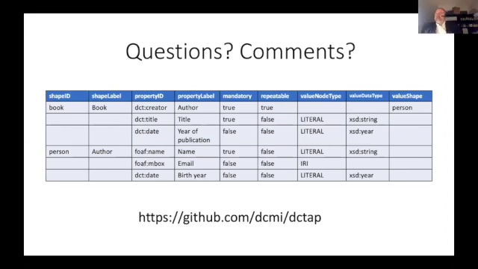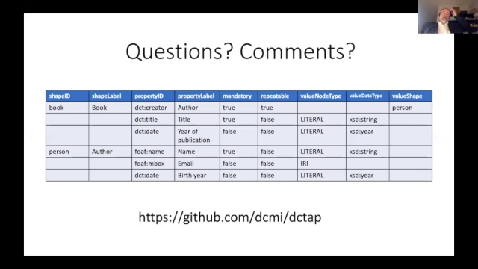Okay, we have another question here. What's the meaning of value shape? Why is the value shape of book person? I can answer that if you'd like. Yeah, go ahead. So we're looking at this. It's still on the screen, right? Yeah. So in the far right corner, you see value shape as person. Why is that? It's because if you look at that row, a book has a creator, and the creator is something that conforms to the shape person.